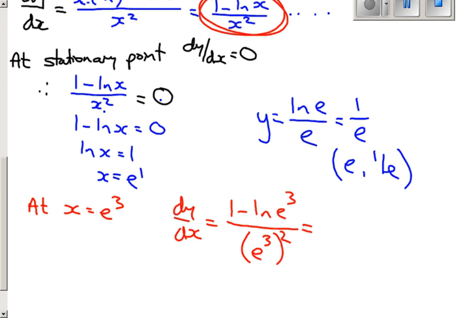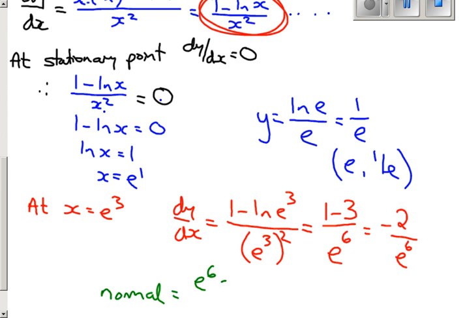1 minus the ln of e to the 3, well that's just 1 minus 3, isn't it? All over e to the power of 6. So I've got minus 2 over e to the power of 6. Remember that question said that we wanted the normal? And so for the normal, we do the negative reciprocal of that. So it's e to the power of 6 divided by 2, or half e to the power of 6.